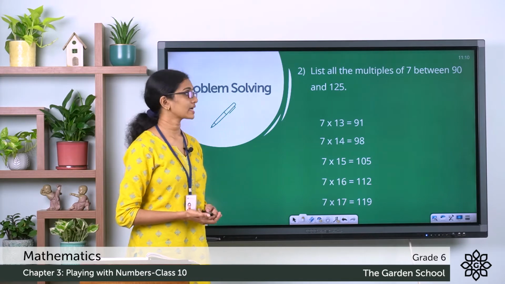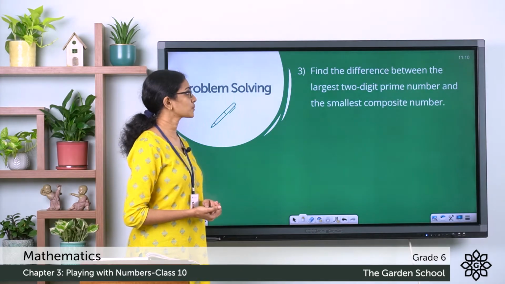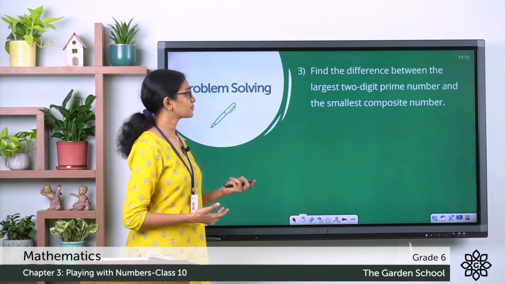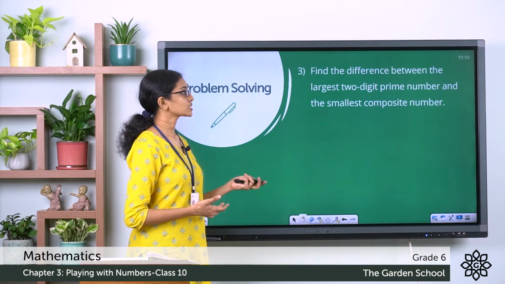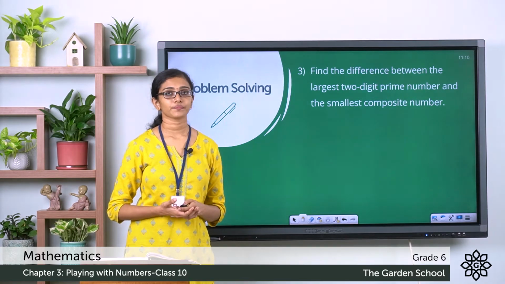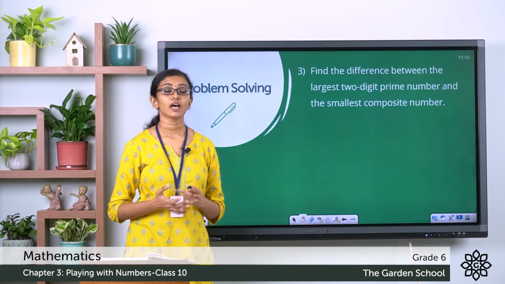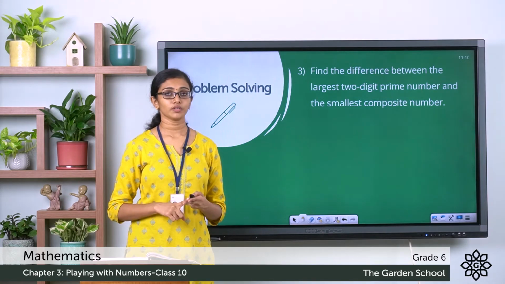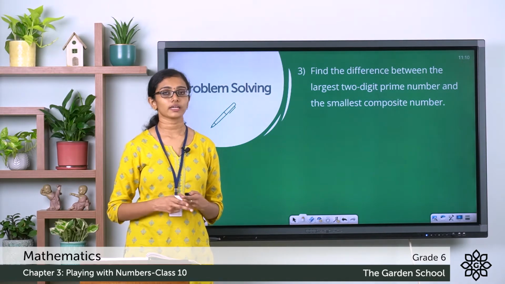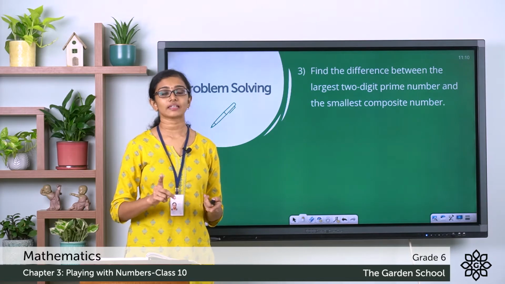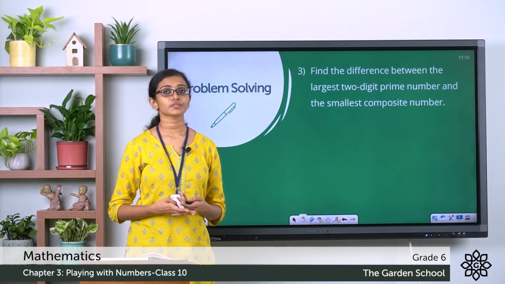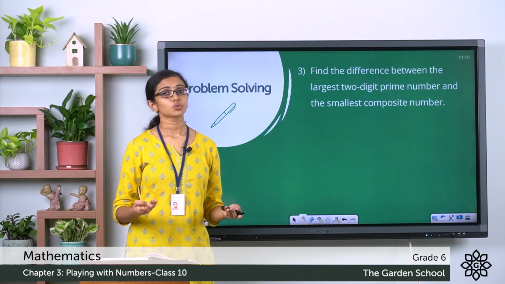Question number 3 says, find the difference between the largest 2-digit prime number and the smallest composite number. So what are prime numbers? Prime numbers are those numbers which have got only 2 factors, that is the number itself and the number 1. Now what about composite numbers? Composite numbers have got more than 2 factors.